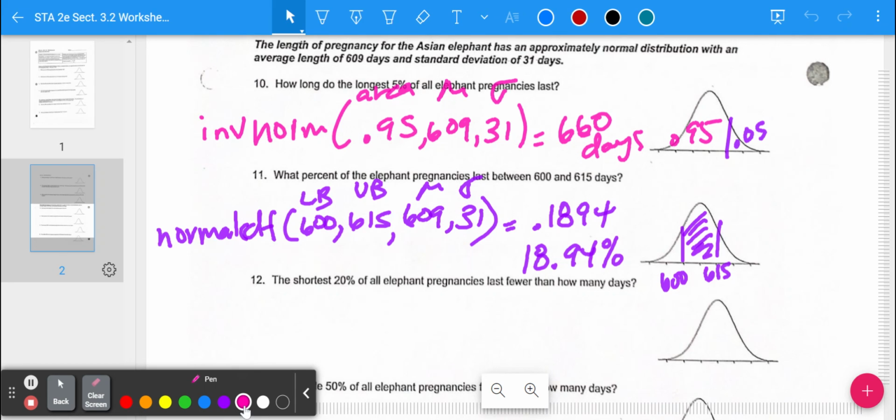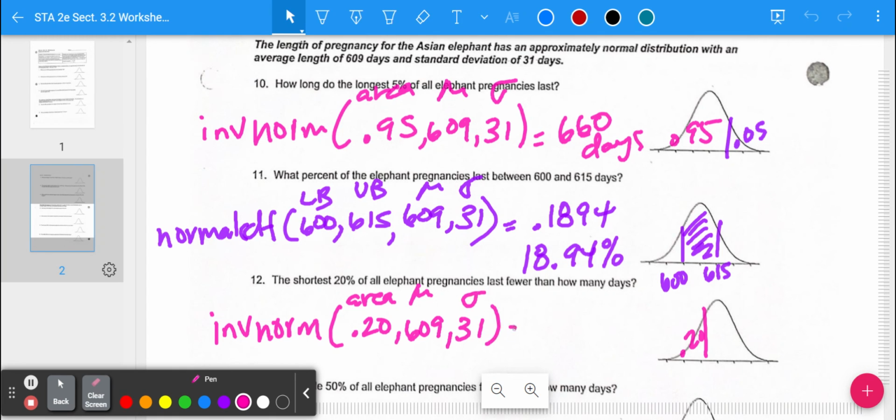For 12, the shortest 20% of all elephant pregnancies last fewer than how many days? So I'm looking for the area of 20%. So it'll be an inverse normal. Area 0.20. Mean of 609. Standard deviation of 31. And when you run this, you get the shortest 20% of pregnancies last 583 days.